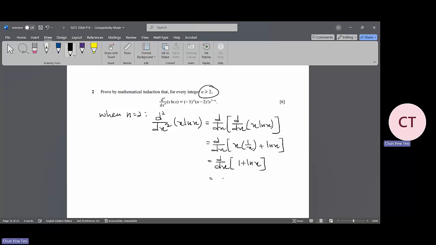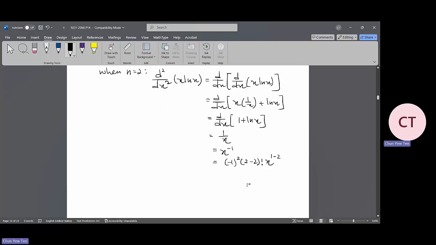Differentiating 1 plus ln x, you get 1 over x, which is the same as x to the power negative 1. It is the same as negative 1 to the power 2, times 2 minus 2 factorial, times x to the power 1 minus 2. It is the same. So it is true for n equals 2.